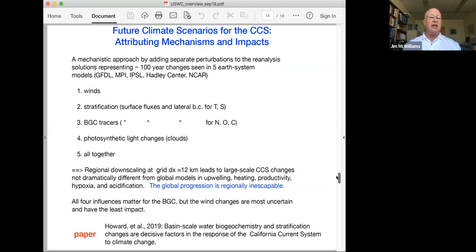The conclusion is that all of these changes are consequent for the ecosystem. Interestingly, the one that has received historically the most attention, the wind changes, hence the upwelling changes, is the least impactful of all of these, and the others are more so. The primary conclusion is that the region cannot escape the global change, and that's not surprising, but demonstrated here in a downscale.